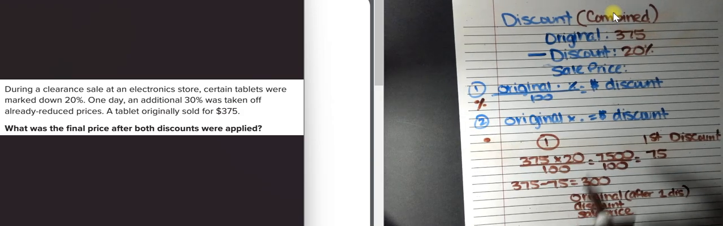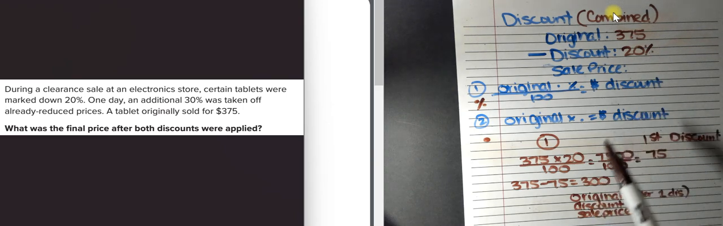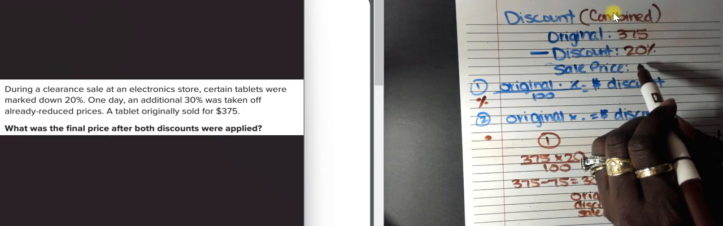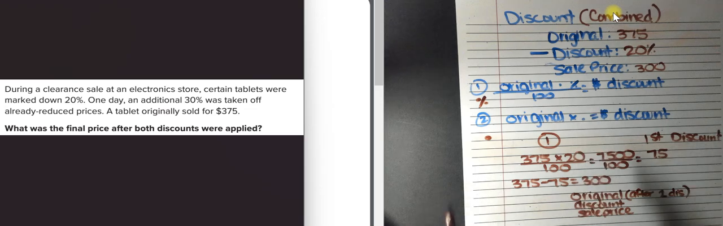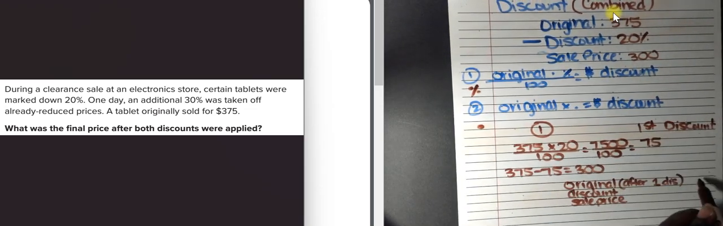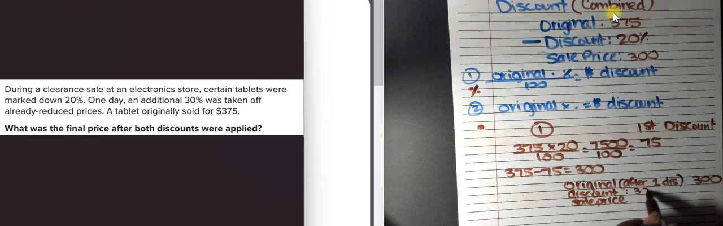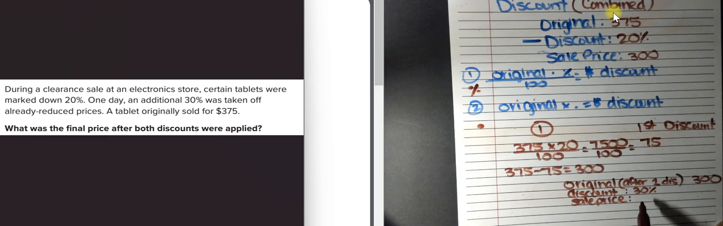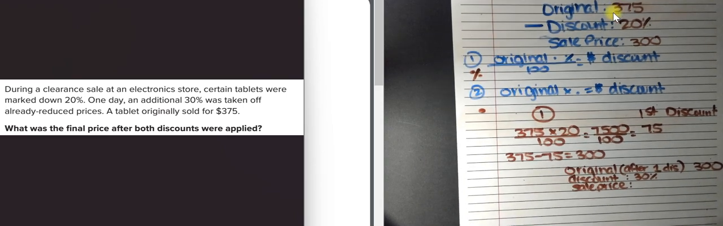All right, so in the beginning, we start off with 375. We had a 20% discount that gave us 300. So that's how much we have to pay now. Okay, so that's going to be our new original amount. So this is 300. And now there's a second discount, which is 30%. And then our sale price is going to be whatever that new amount is going to be. So let's figure that out.